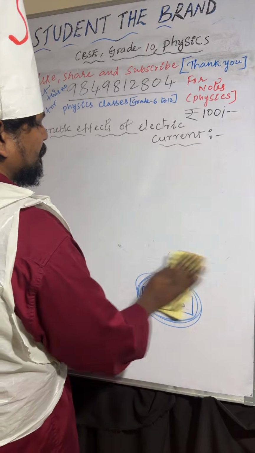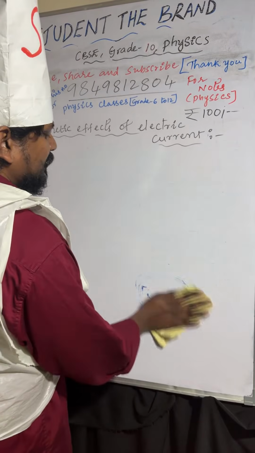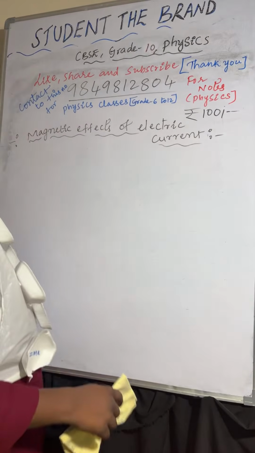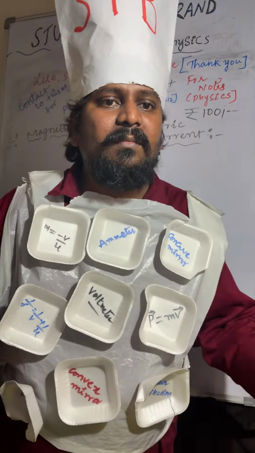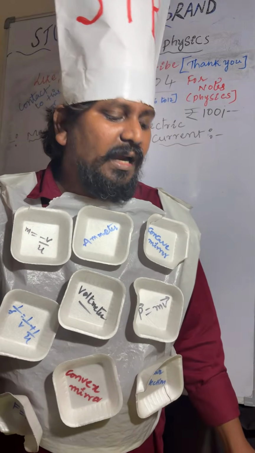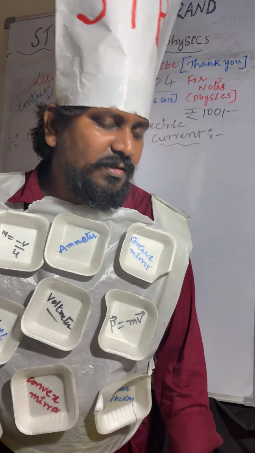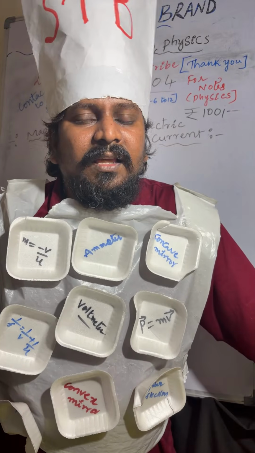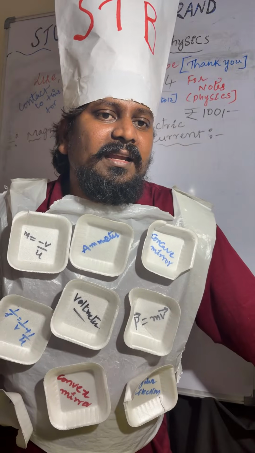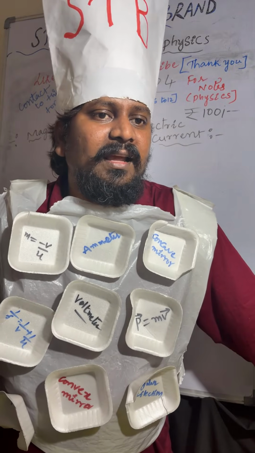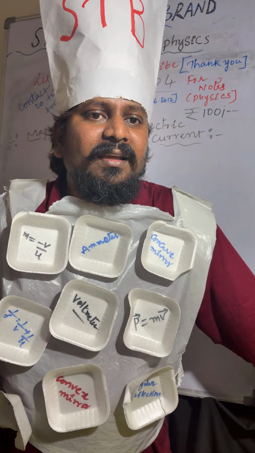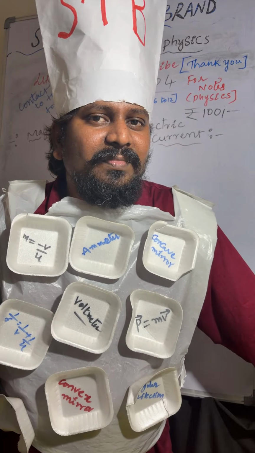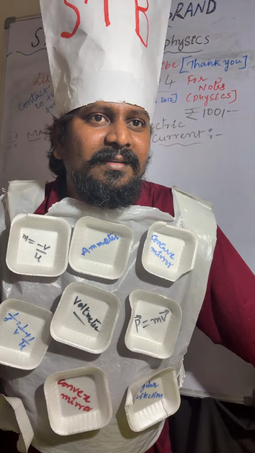As I mentioned earlier, there are artificial magnets. What are the artificial magnets? U-shaped magnet, bar magnet, dumbbell shaped magnet, like that. Okay, and next one.